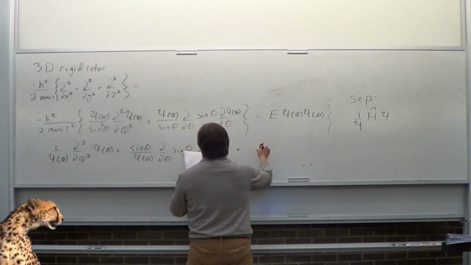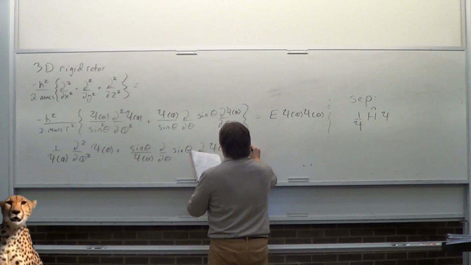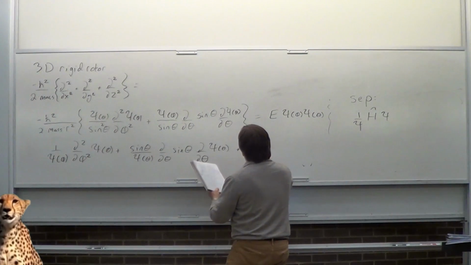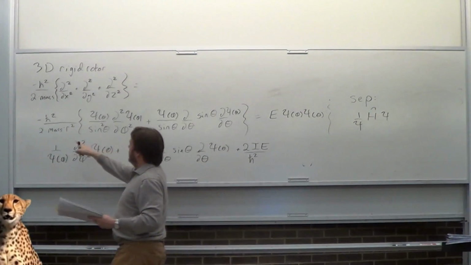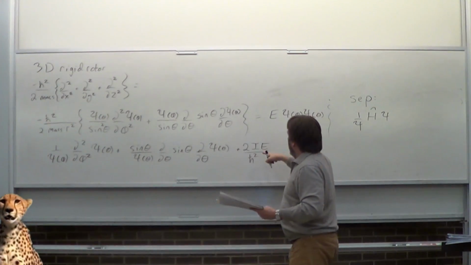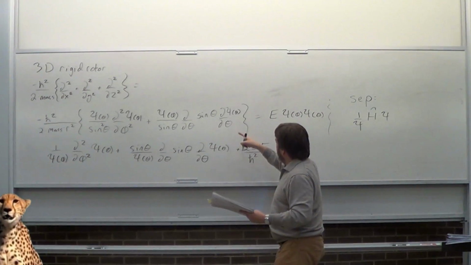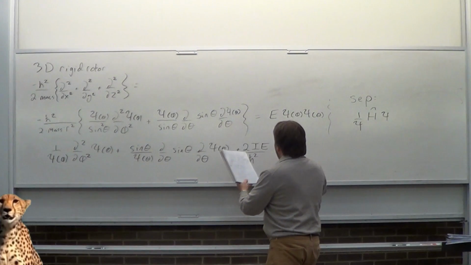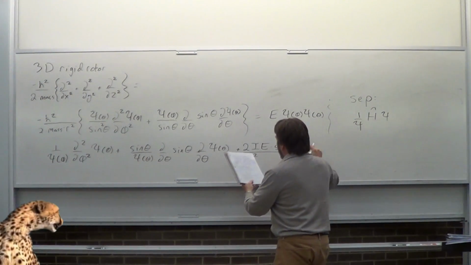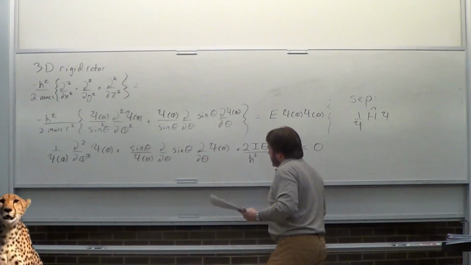Then I'm going to bring over the constants, 2I over h bar squared. So here's 2I over h bar squared. Of course, it's flipped over. It's a minus, but I brought it over on the left side, so now it's a plus. Oh, don't forget my sine squared. There we go. And that's now equal to 0.